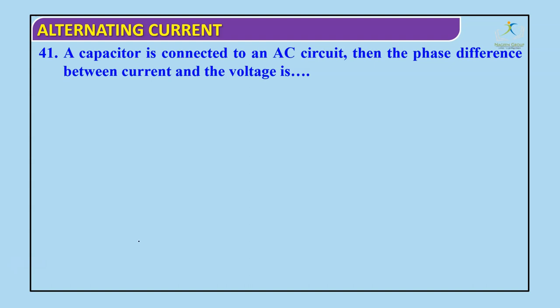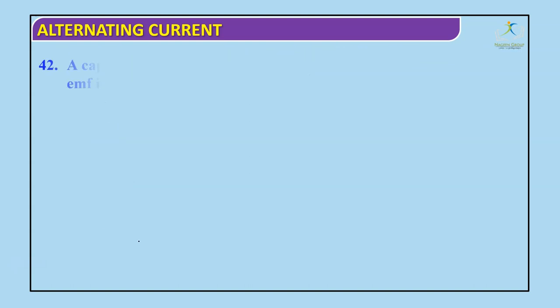Next question we have, a capacitor is connected to an AC circuit. Then the phase difference between current and the voltage is pi by 2, minus pi by 2, 0. The correct answer for this question is pi by 2.